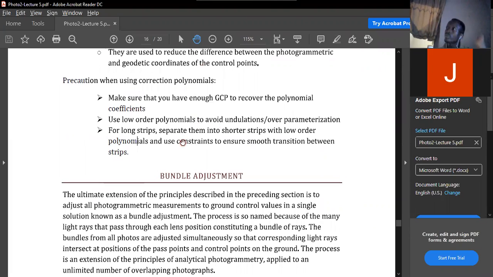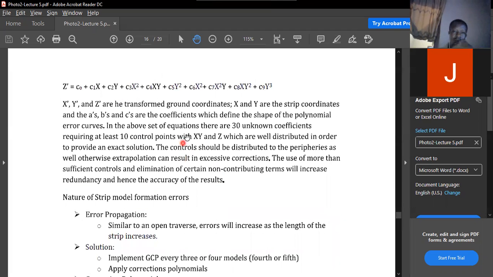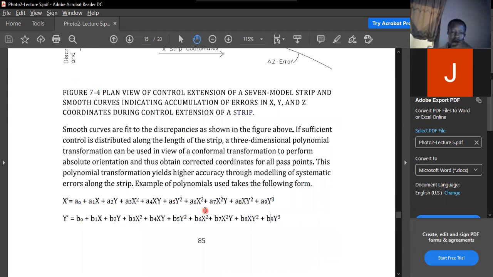Anytime you talk about polynomials, start thinking about the solution for an unknown coordinate. Remember, that is our objective: to find the coordinate of an unknown point. What we have in our hand are photo coordinates. Are you okay? And what we don't know are the ground coordinates. So we're trying to solve for them. When you look at this equation up there, that is what we are trying to do.